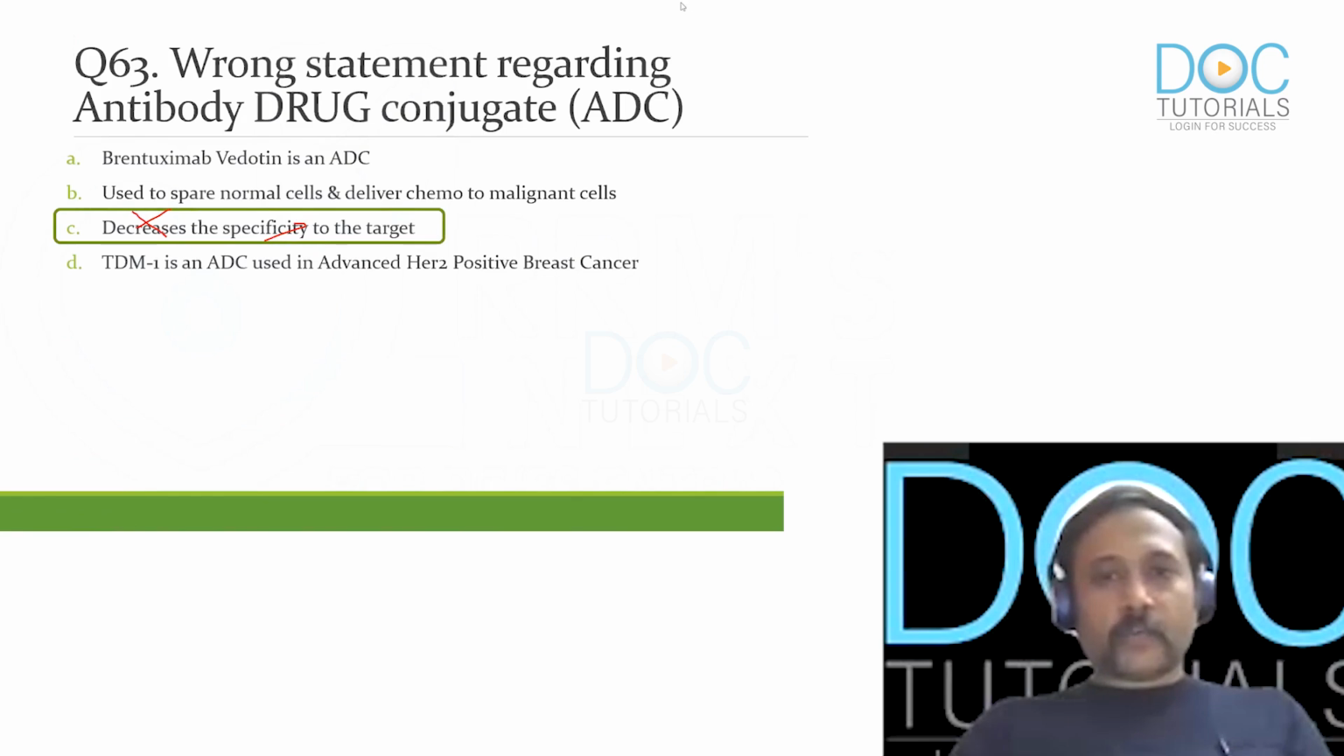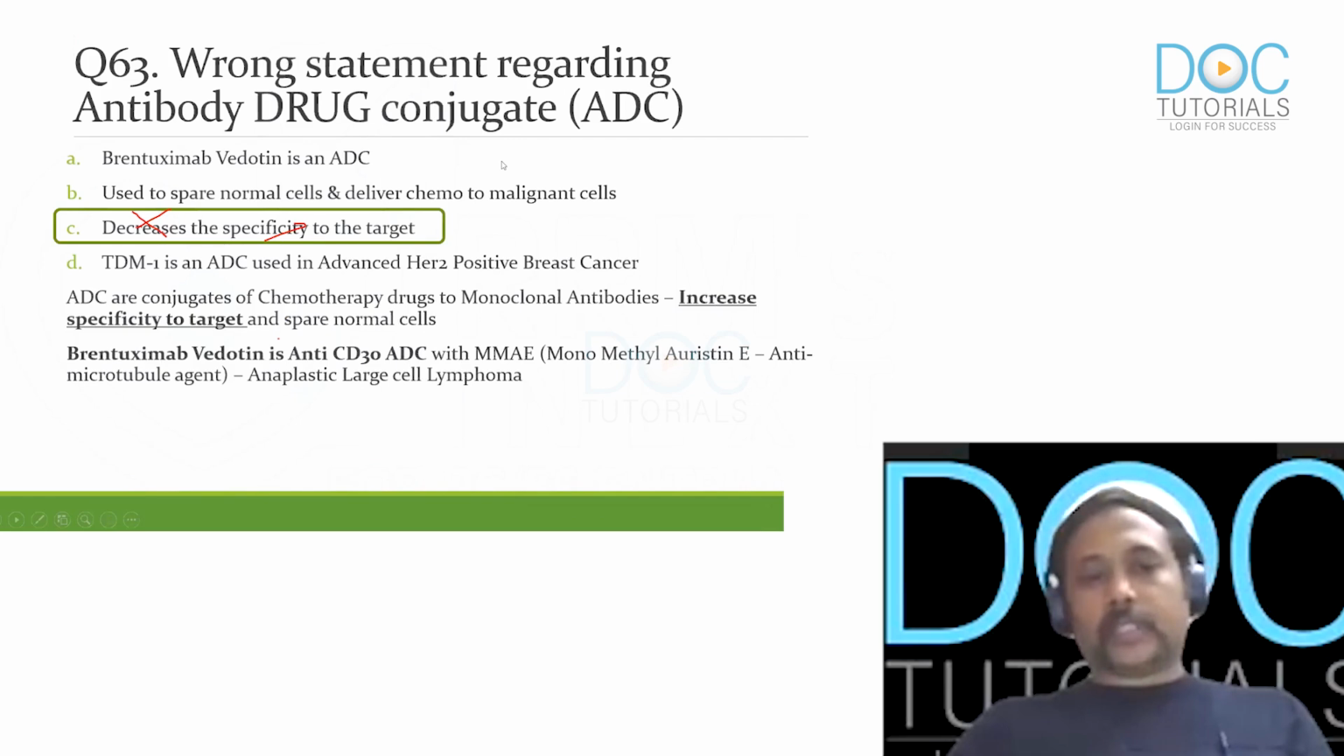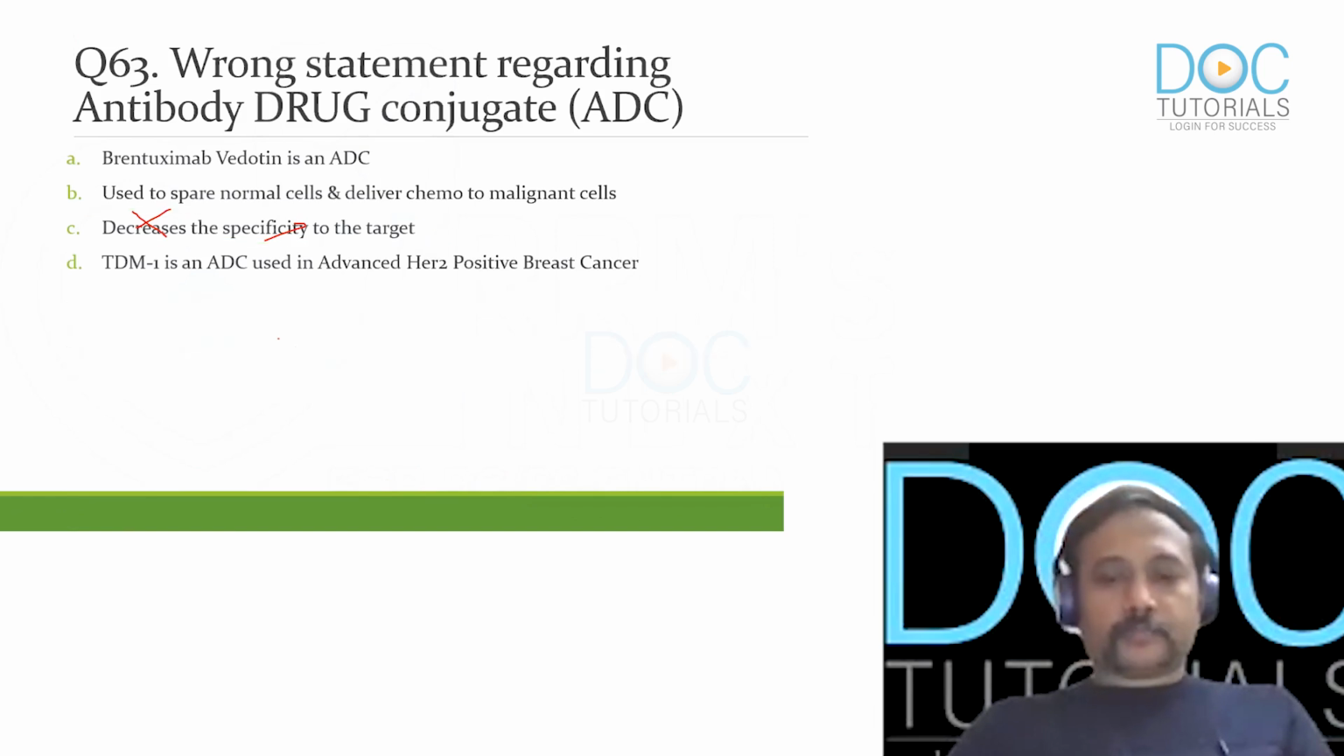The classical one is TDM1. We already talked about that along with the other drugs which are going to be used as antibody drug conjugates. They are basically conjugates of chemotherapy drugs with your monoclonal antibodies. You have radio conjugates also, where you combine a radioactive pharmaceutical with the antibody. So TDM1 and brentuximab vedotin are the drugs used in various conditions. In this, they are likely to be asking about TDM1.